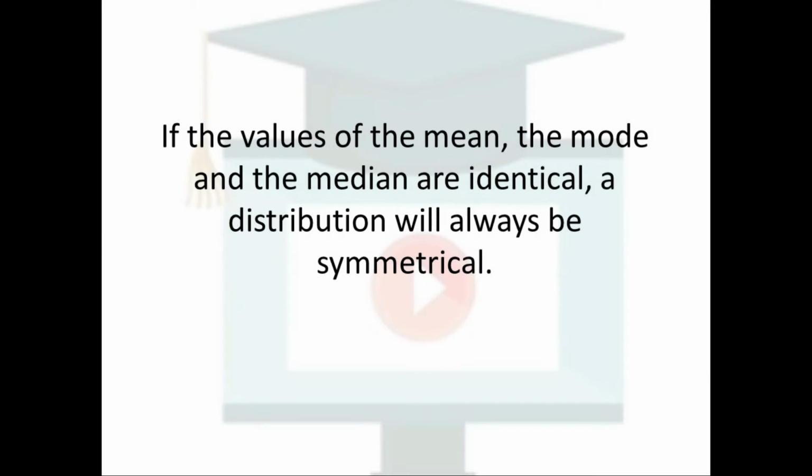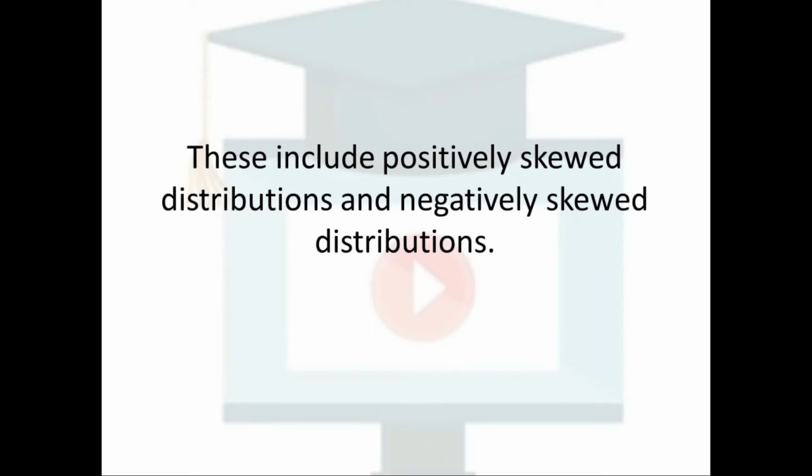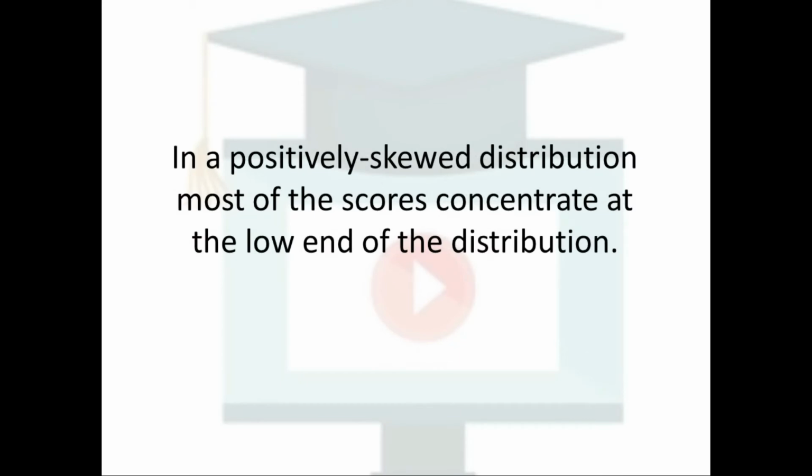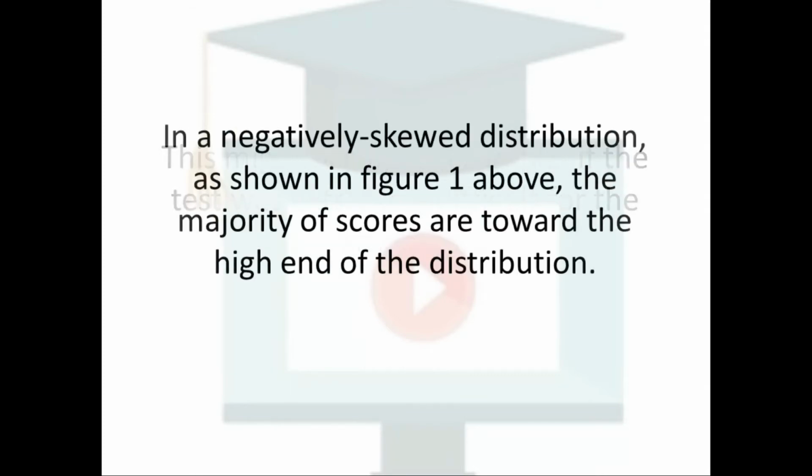If the values of the mean, the mode and the median are identical, a distribution will always be symmetrical. To the extent that differences are observed among these three measures, the distribution is asymmetrical or skewed. These include positively skewed distributions and negatively skewed distributions. In a positively skewed distribution, most of the scores concentrate at the low end of the distribution. This might occur, for example, if the test was extremely difficult for the students.